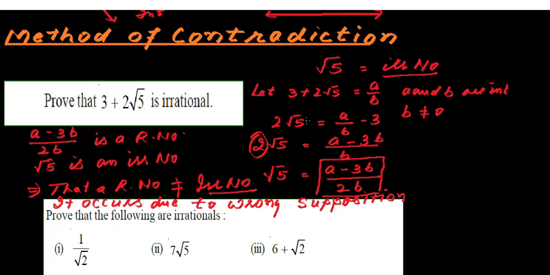Therefore, our earlier supposition was wrong. This number was a rational number. Therefore, 3 + 2√5 is an irrational number.